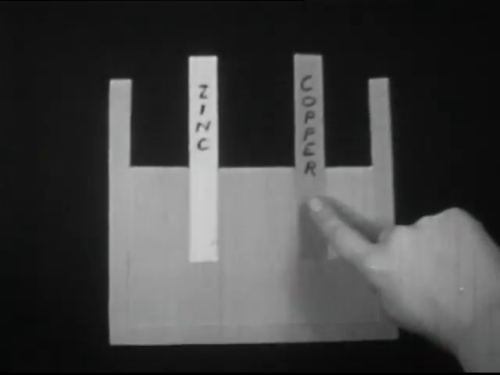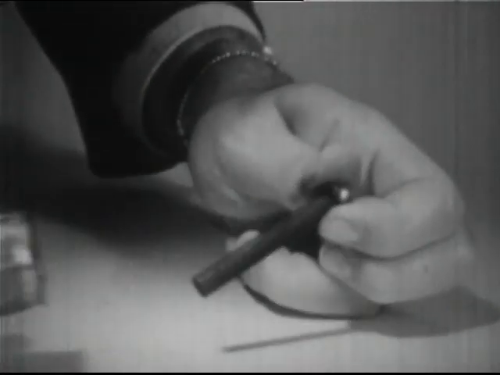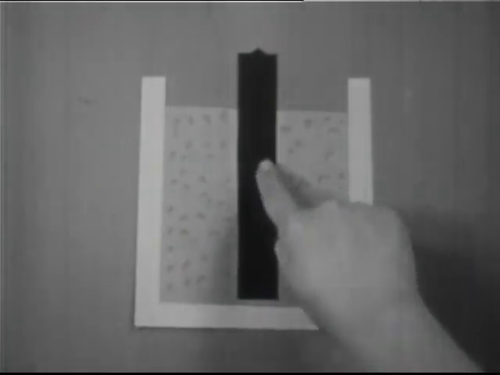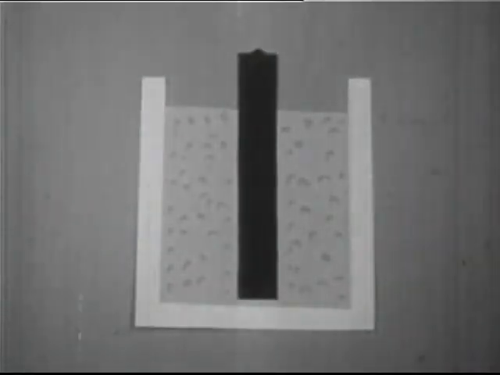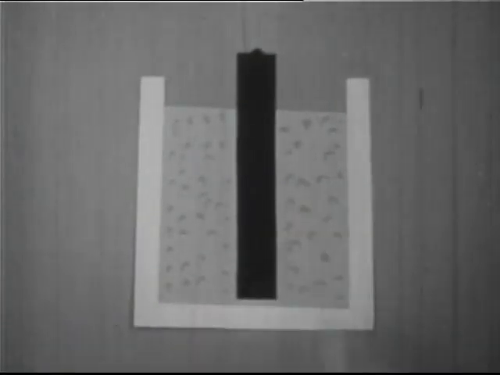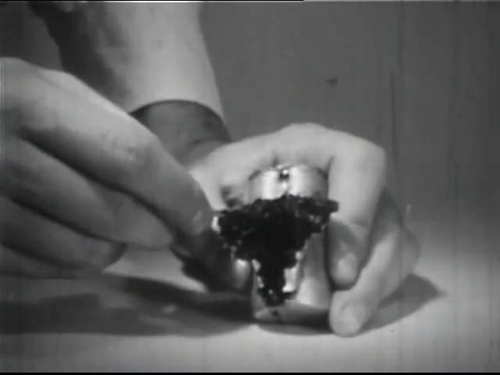Then, instead of copper, as in the wet cell, the dry cell uses a carbon rod, which is put right smack in the center of the cell. And as the electrolyte, the dry cell uses a paste of ammonium chloride and manganese dioxide. So you see, the dry cell isn't really dry. It has a wet paste in it.